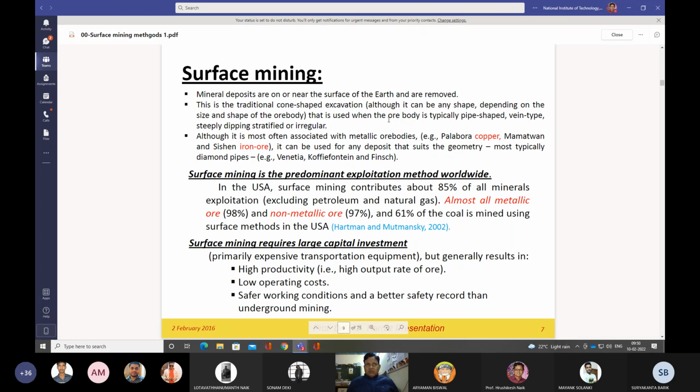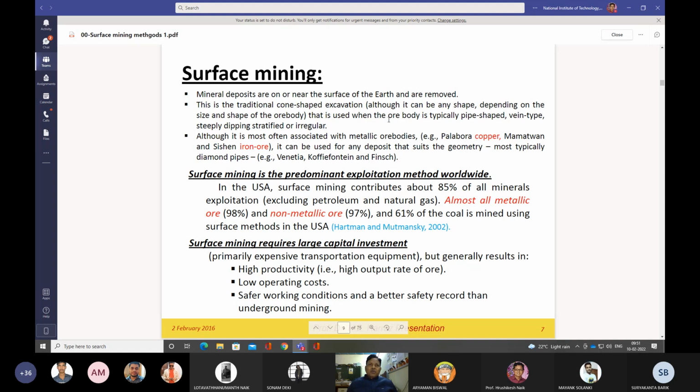In United States of America, surface mining contributes about 85% of all the minerals exploitation, excluding petroleum and natural gas. Almost all metallic ores, 90% of them are mined by surface mining methods, and the non-metallic ore, about 97% of them are also mined by surface mining methods. 61% of the coal is mined using surface mining methods in United States of America. So therefore the surface mining method is a very versatile mining method which is used extensively throughout the world for mining of the shallow deposits which are lying at a lesser depth in the earth crust.